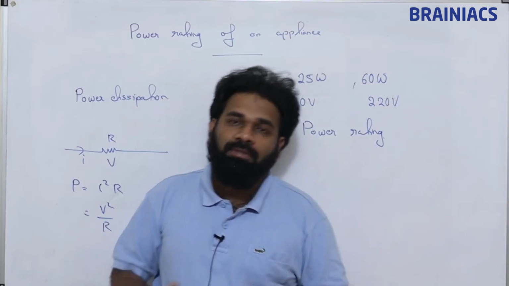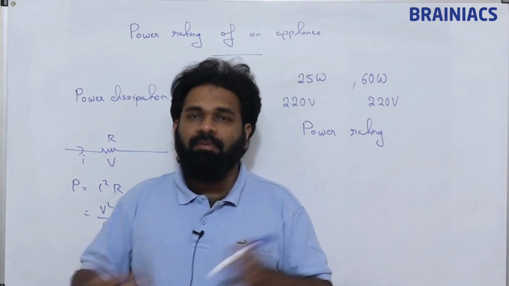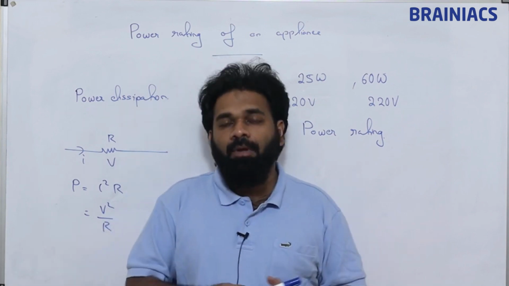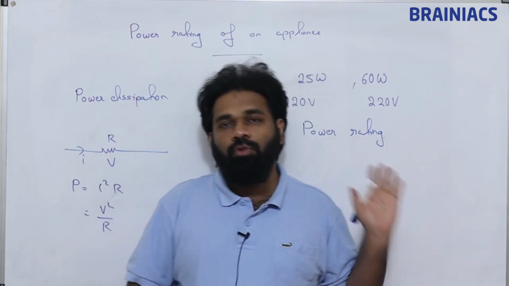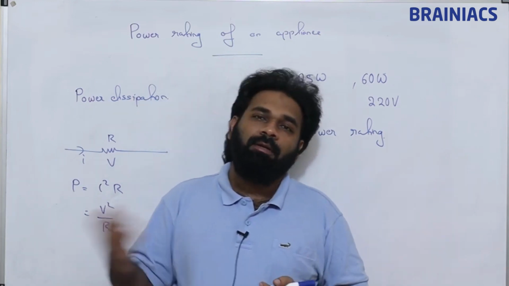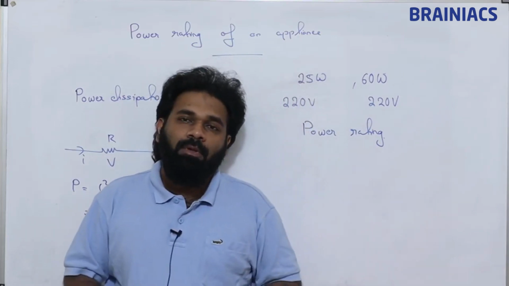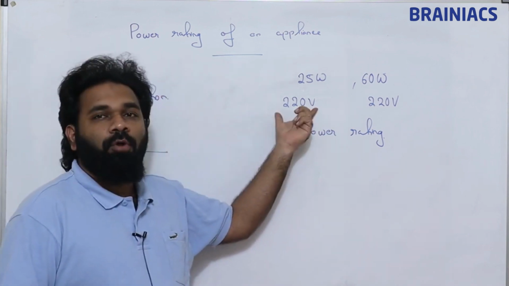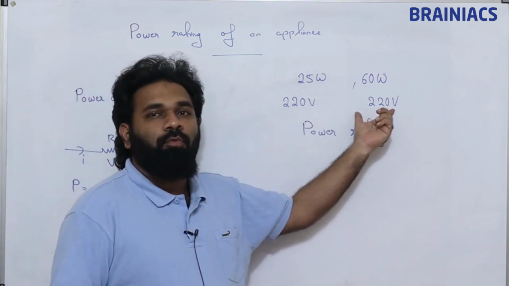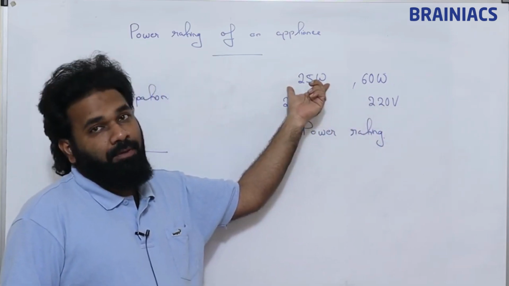And the 220 volt supply is what we are getting at home, that is AC. What we are discussing here is DC, but the RMS value of AC is 220 volt. We will be studying that in detail in alternating current, another chapter. So the simple meaning here is, with an input of 220 volt, 25 watt of power will be dissipated.